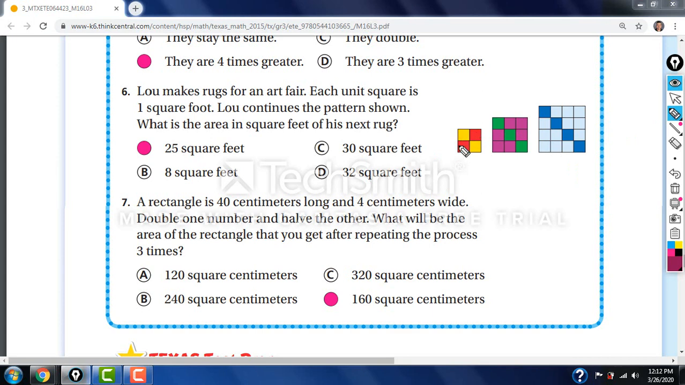So its length is 2. Width is 2. Length is 3. Width is 3. So I'm seeing a pattern. Length is 4. Width is 4. So length and width, the pattern is going up by 1. So if the pattern continues, my length here will be 5.